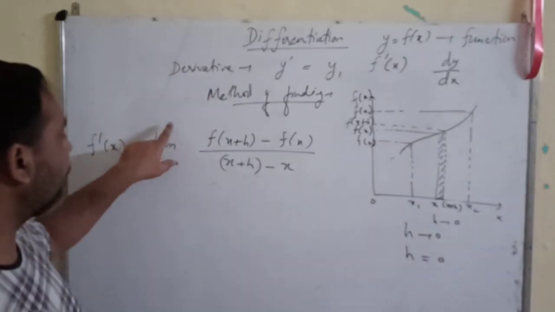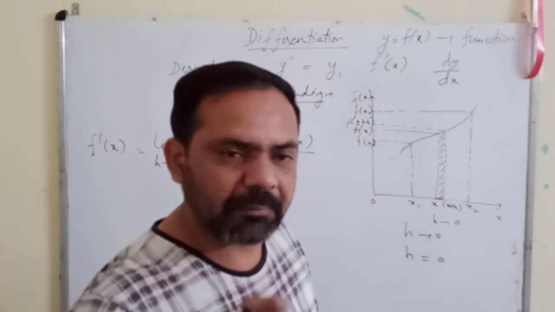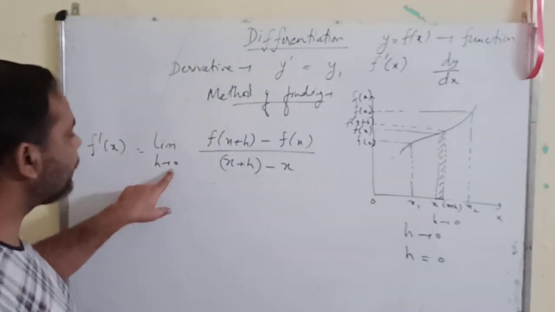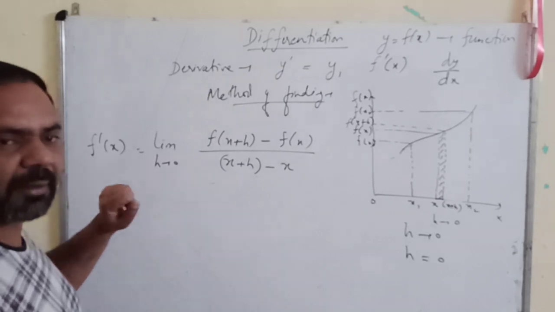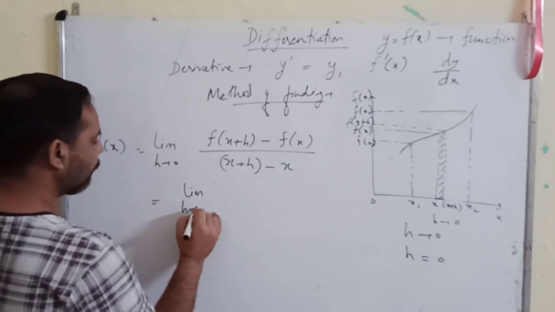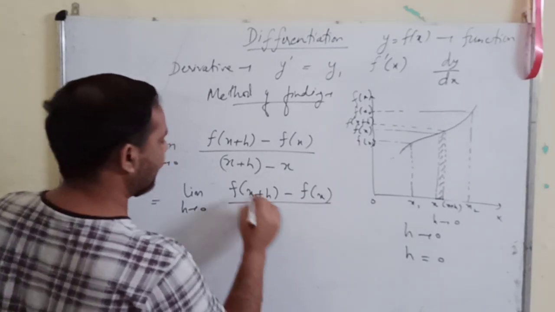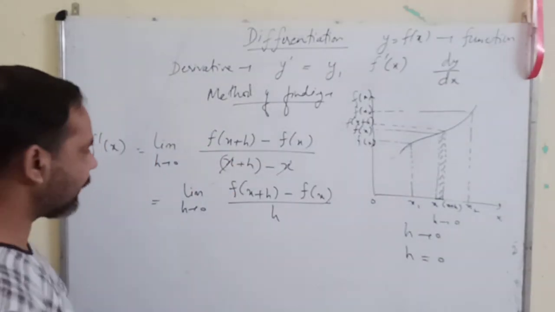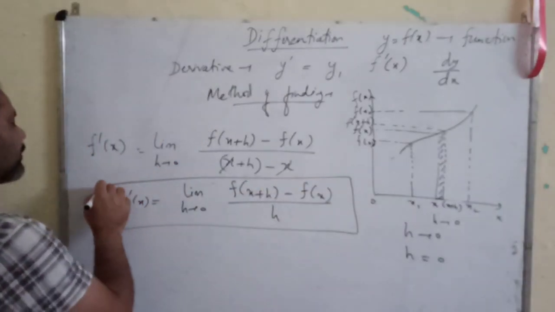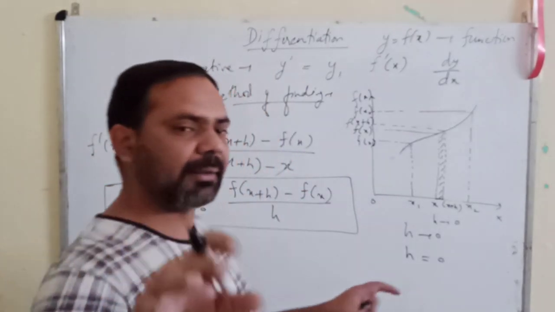This is very important. If you are not using this, then whatever you are getting is the average value, not your instantaneous value. So to get the instantaneous value, you need this limiting condition. So your function finally becomes f(x plus h) minus f(x) upon h. x and minus x get cancelled, and this is your f dash x. This is the formula for finding the derivative by the definition.